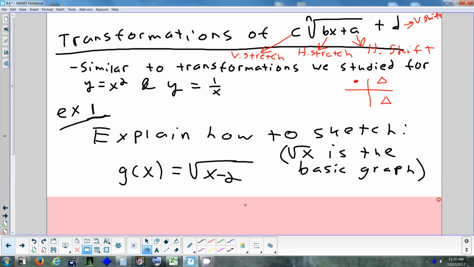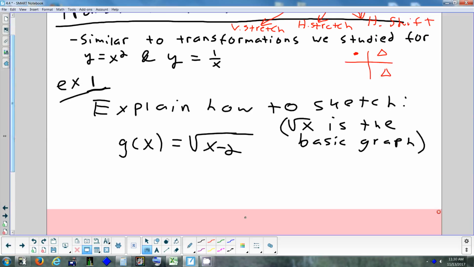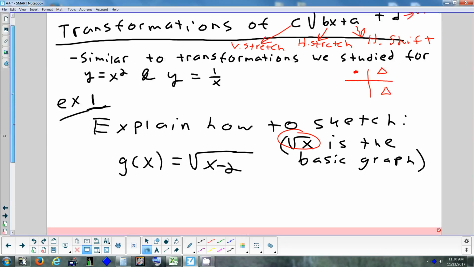And whether you're looking at a square root or a cube root or a fifth root, the root doesn't really matter. It's all the stuff, the A, B, C, and D that you have to focus on. Okay, so this particular one, we're comparing the square root of x to the square root of x minus 2. How many transformations are happening in g of x compared to that? Just one. There's only one transformation. I showed you all four up above, but this just has one.